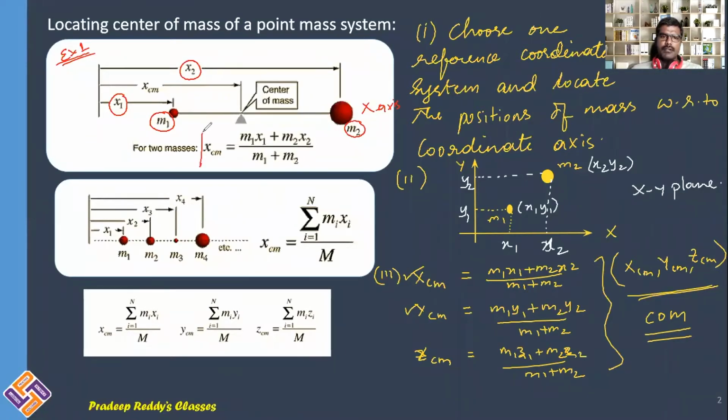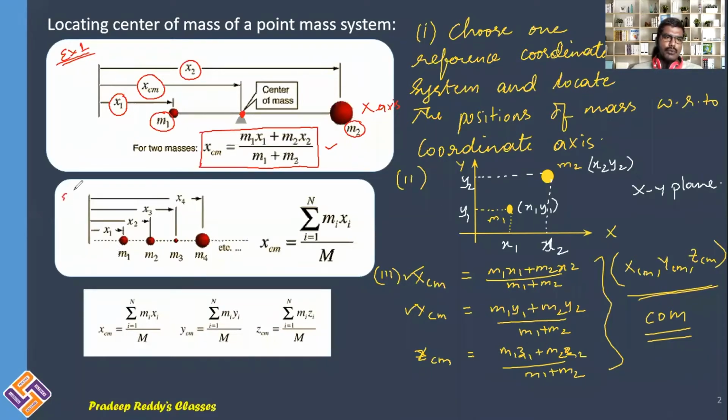I will just use this formula and substitute the x1 and x2 values of these two masses. You will get the center of mass position, which is somewhere between these two, denoted as XCM. If these two masses are rotated or moving, those masses can be displaced with respect to that center of mass only, right?